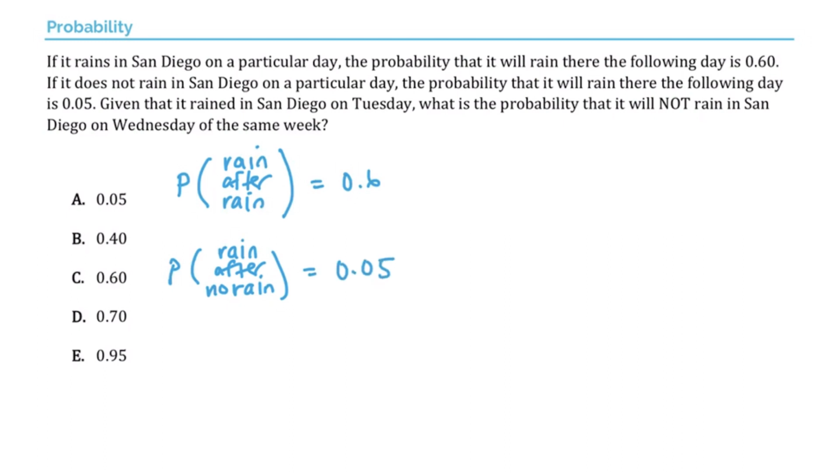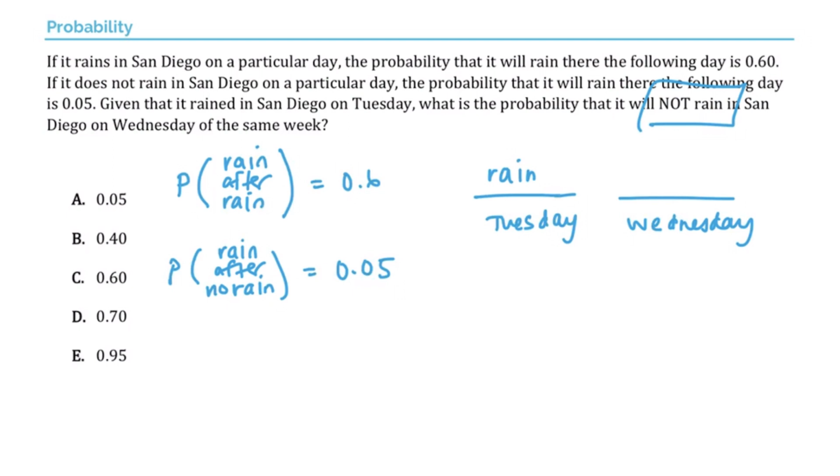Given that it rained in San Diego on Tuesday, so I'm going to put a little line for myself. So on Tuesday, it rained. We want to know what is the probability that it will not rain on Wednesday. So for Wednesday, I want to know what is the probability of no rain on Wednesday, given that it rained the day before. So the first thing I need to make sure that you know is that we're not going to use this equation or this probability.